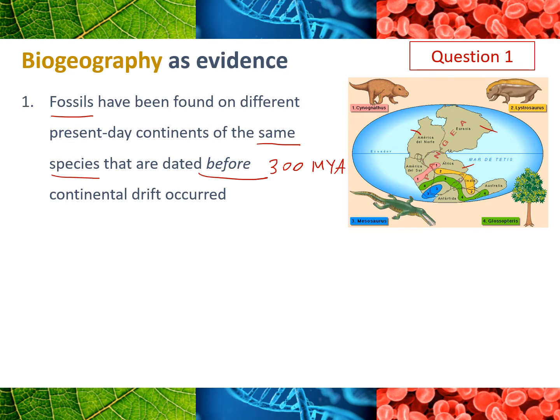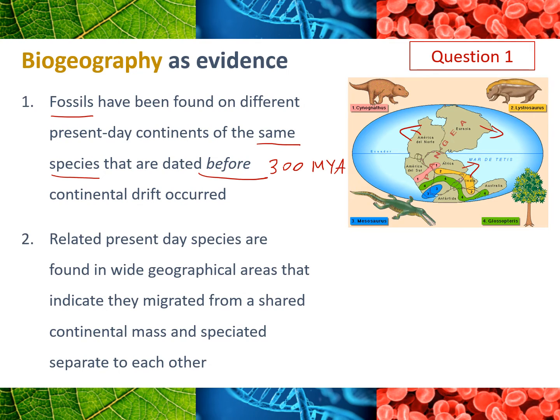If they were land animals and they're not able to cross the oceans, then that would tell us that at some point they all lived on the same area of land before the continents separated from each other. And there are many examples of this. You don't need to know specifics, but these are looking at very, very prehistoric, ancient species.